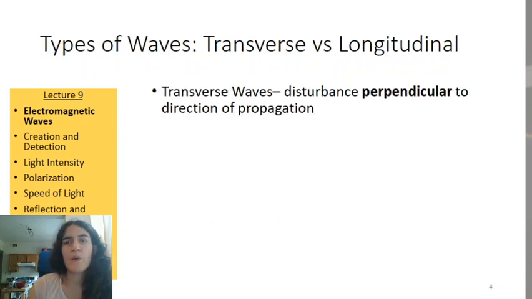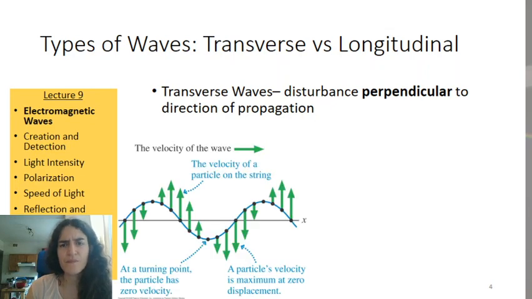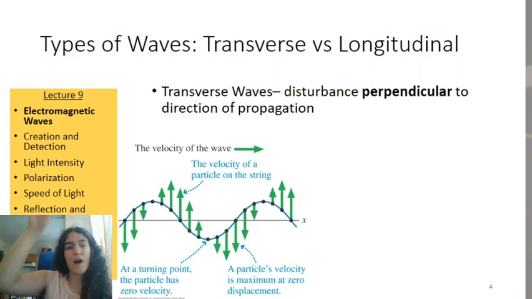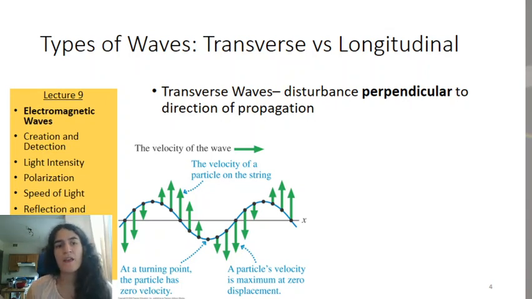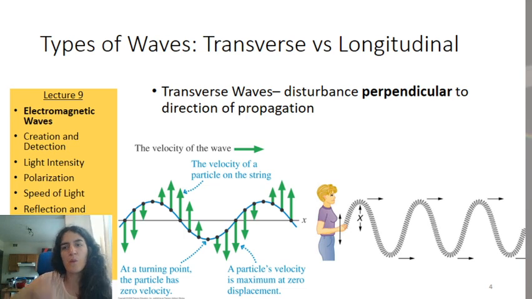Okay, so there's two main categories of waves. For a transverse wave, the disturbance would be perpendicular to the direction of propagation, right? So this would be kind of like the wave in a crowd where things are moving up and down, but the direction of the wave is perpendicular to the direction of the disturbance, right? So this would be a woman moving, in this picture, a slinky up and down and creating a periodic wave.